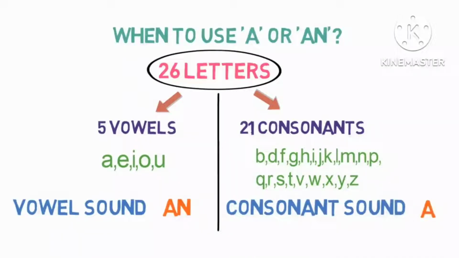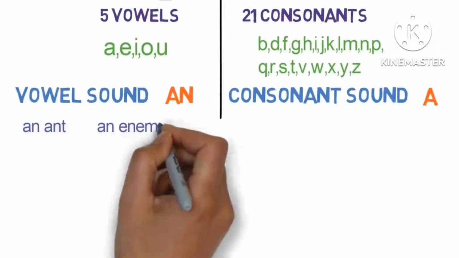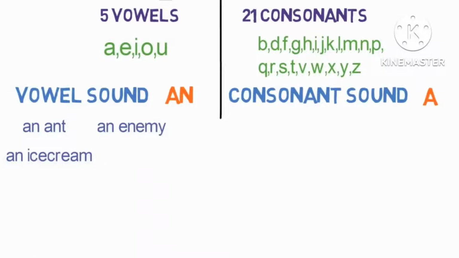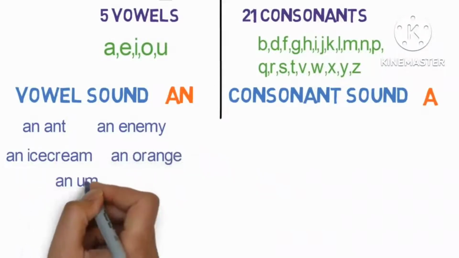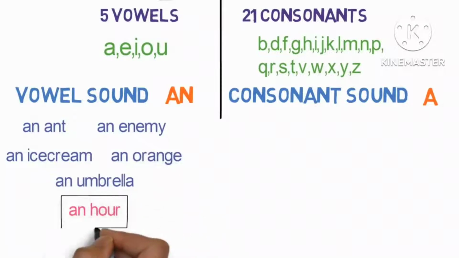Please note, we have to check the vowel sounds and consonant sounds. Let's look into examples where we use an before a word. An ant, an enemy, an ice cream, an orange, an umbrella, an hour. Notice the word hour. As H is silent here, hour starts with a vowel sound. So, an is used before the word hour.